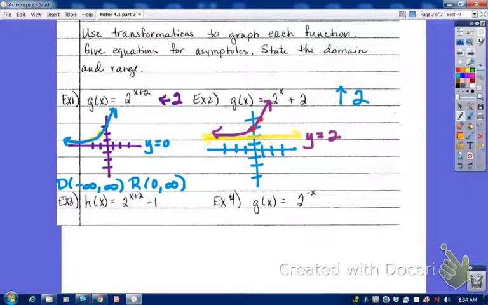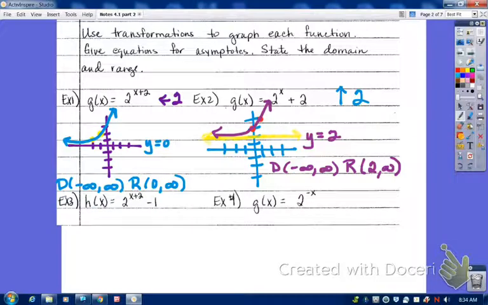So that's why I always like to draw in that new asymptote so I don't forget where the graph's approaching this time. The domain is negative infinity to positive infinity. The range changes on this one. It's 2 to infinity. Does everybody get that? The graph is going to approach y is equal to 2. It's not going to approach y is equal to 0 anymore. It's going to approach y is equal to 2.